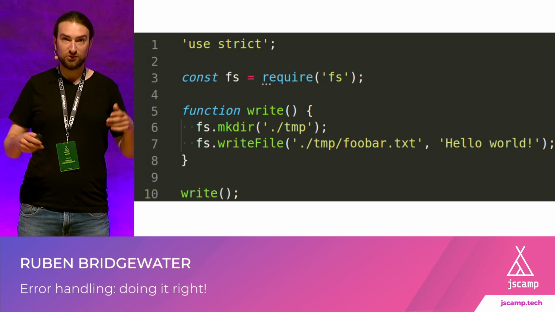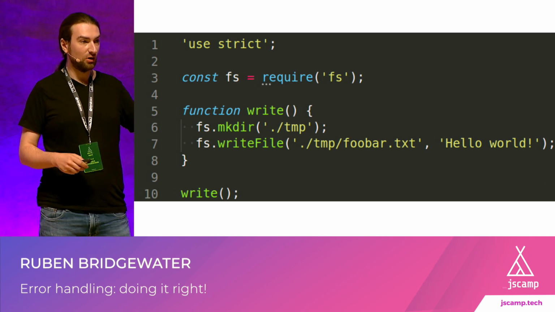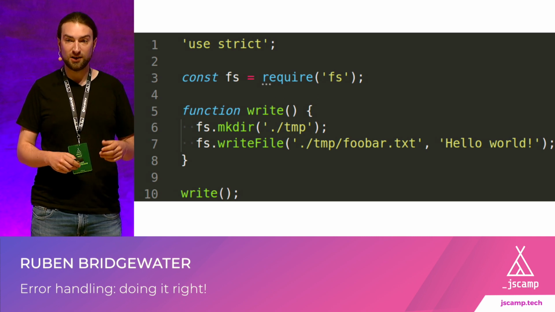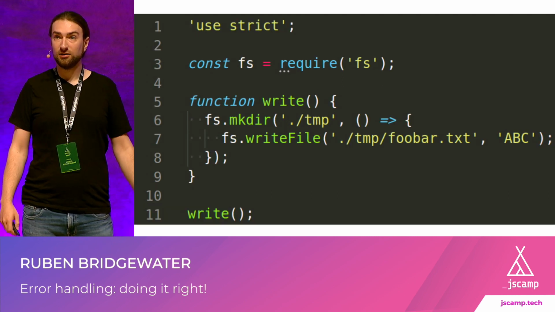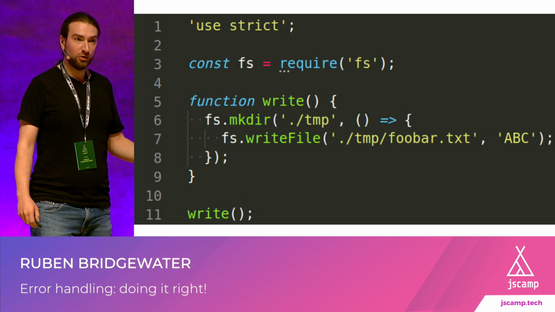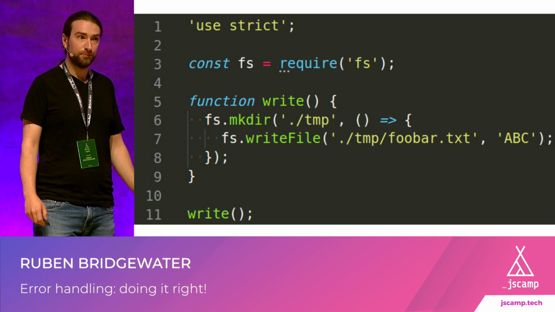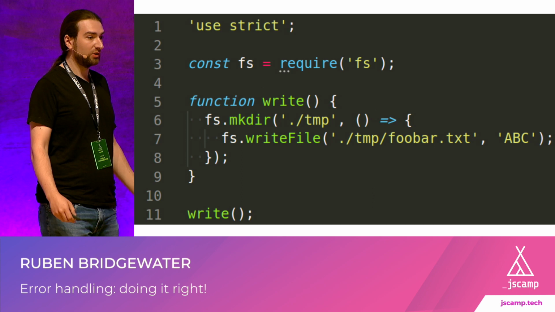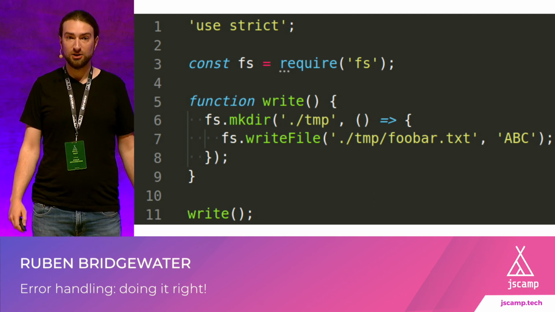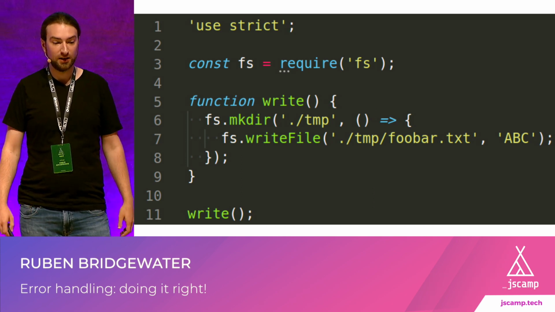And here we solved the race condition because we used the callback for the first call, but still we have no idea if the folder was created or not. And that's a problem, because then the second call will also fail, but you ignore the error again.